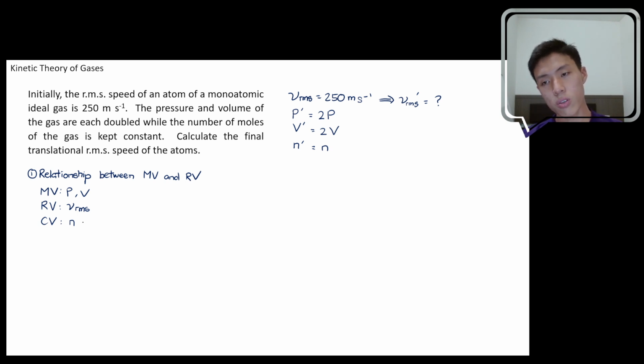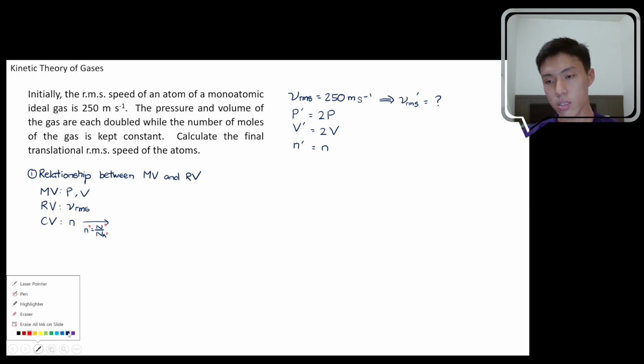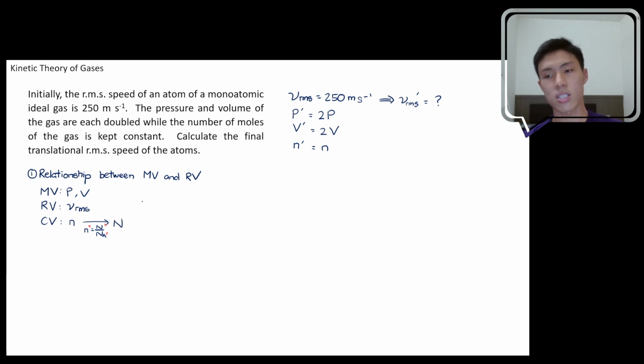If the number of moles is constant, we know that the number of moles is just the number of molecules divided by the Avogadro number. So because of that, if this number of moles is constant, we should know that NA, the Avogadro number, is constant as well. So our number of molecules should also be constant. So this is something that we know should be constant: the number of moles of gas and also the number of gas molecules. Now we have determined the relationship between MV and RV.